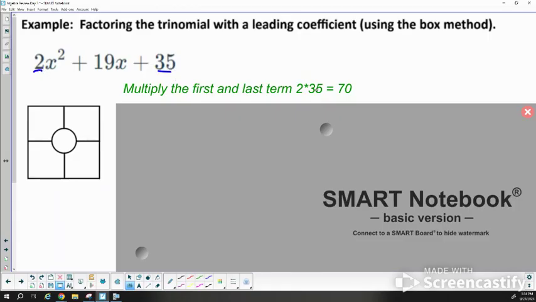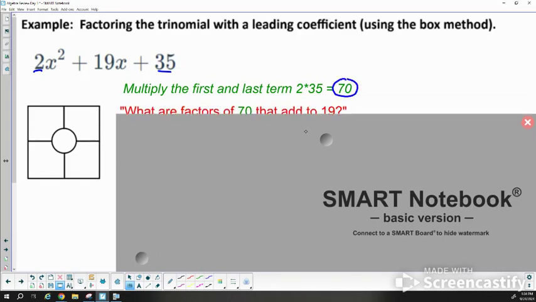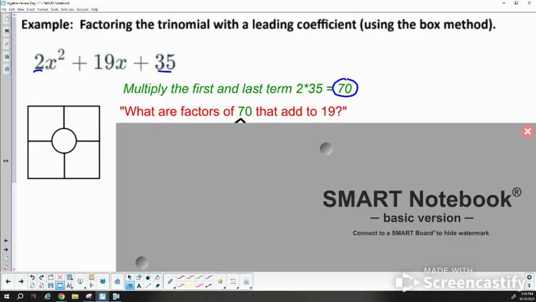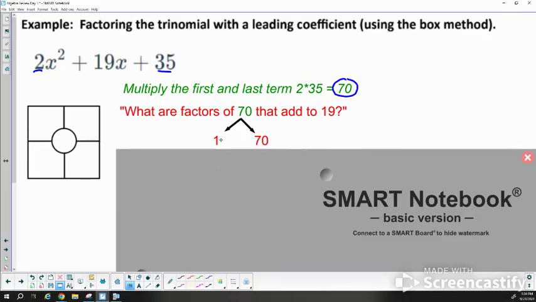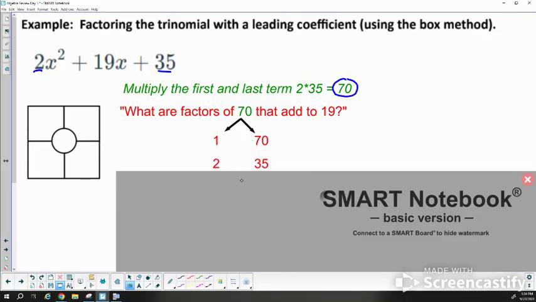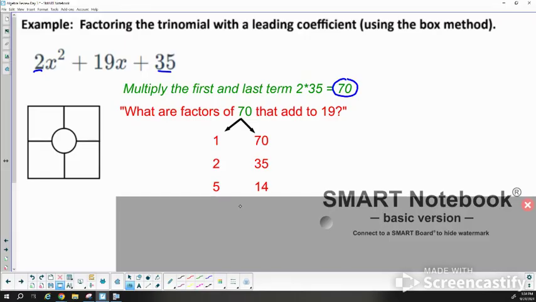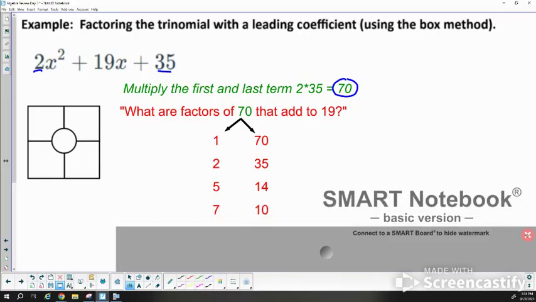When you do that, 2 times 35 is 70. Right? This is our target. What are the factors of 70 that add to the middle term of 19? So I'm going to do that factor tree. 1 times 70, 2 times 35, 5 times 14, 7 times 10.